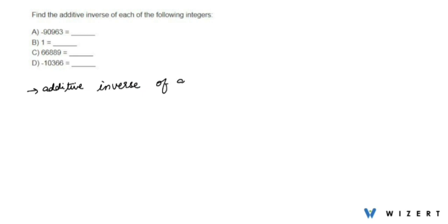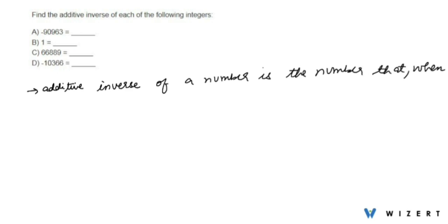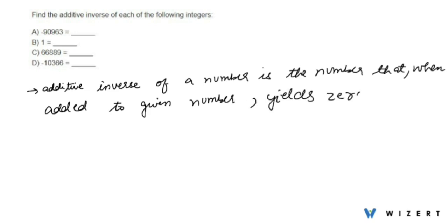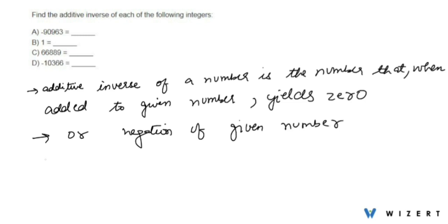So additive inverse of a number is the number that, when added to the given number, gives 0. This is the definition for additive inverse, or we can say in simple words, it is a negation of the given number. So let us find the additive inverse of all the given numbers.